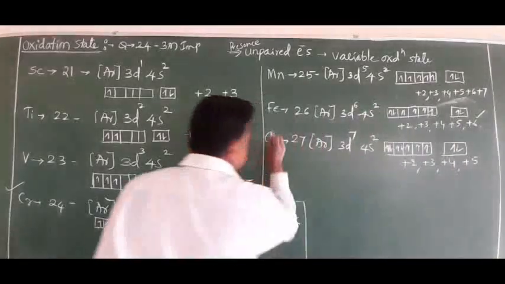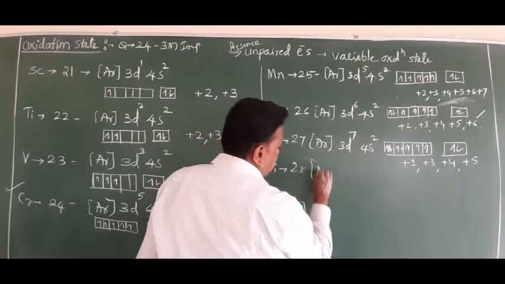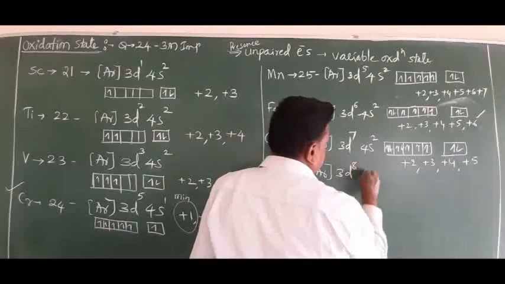The next after iron and cobalt is nickel. This is 28. Argon 3d8 and 4s2.